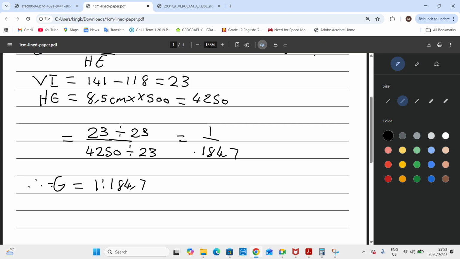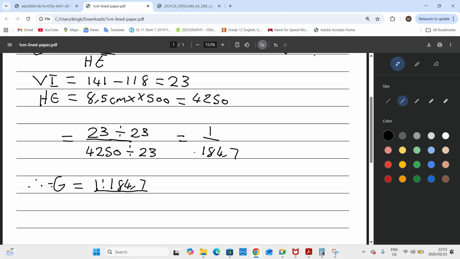Now, if you are to explain what this means to someone who has no idea of what gradient is all about, you will tell them that it simply means that for every 184,7 meters that you travel horizontally, the ground elevation changes by 1 meter.